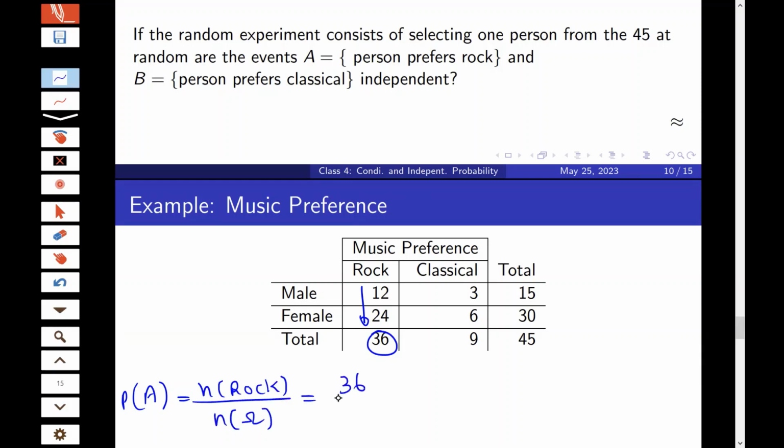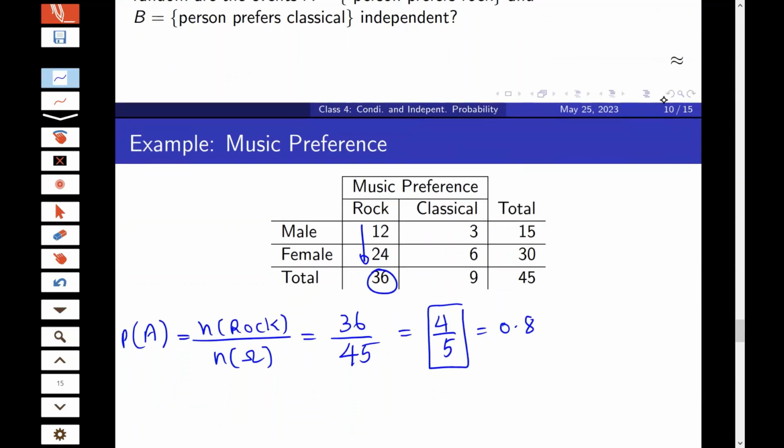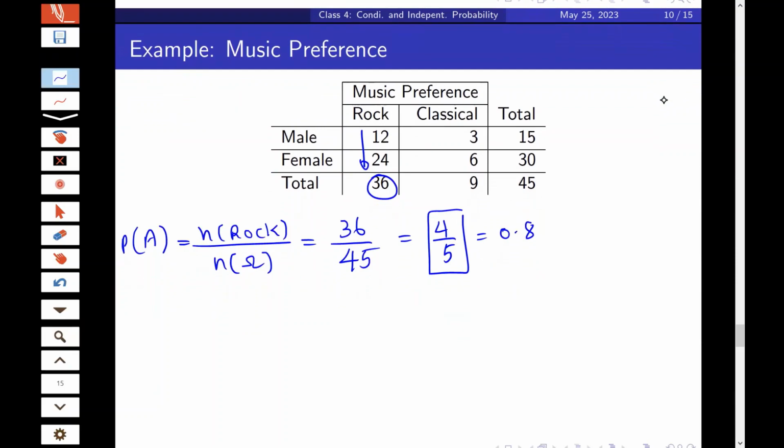In this case, 36 over 45. We can use a calculator here. The answer is 4 over 5, or 0.8. You can use either answer, that's fine, but you should provide the simpler form. Okay, so now let's find the probability of B.